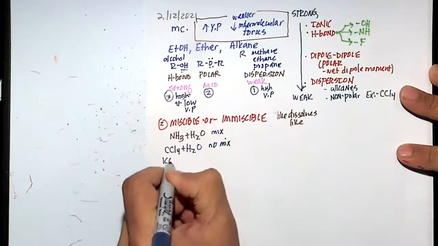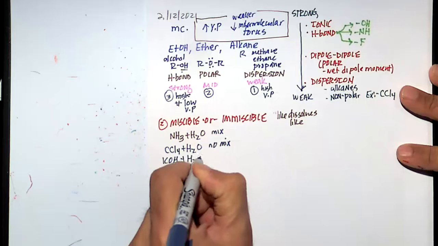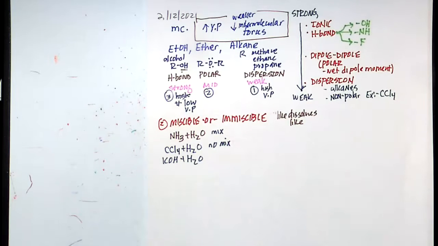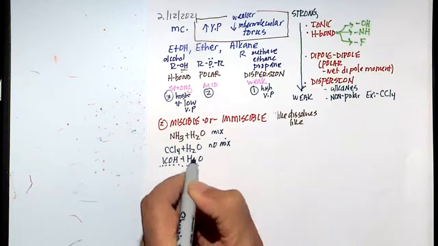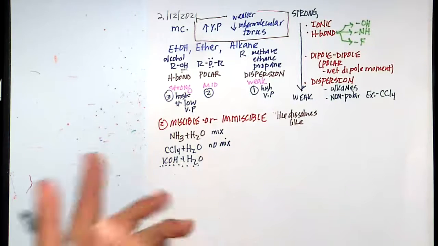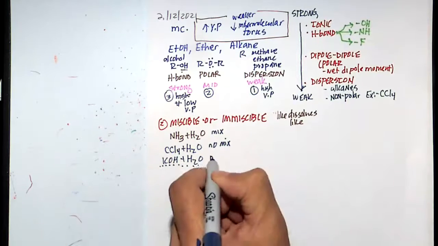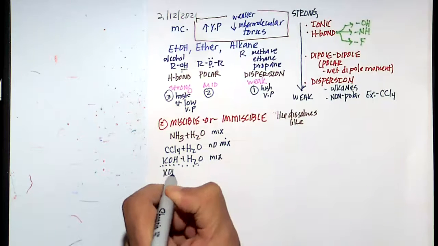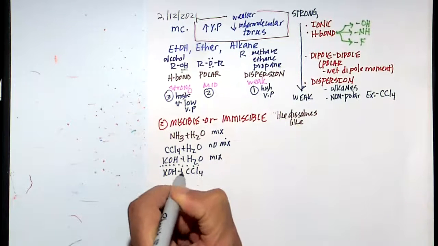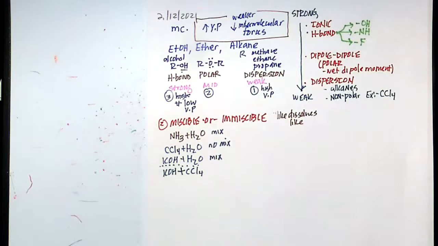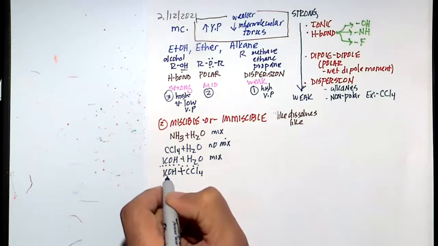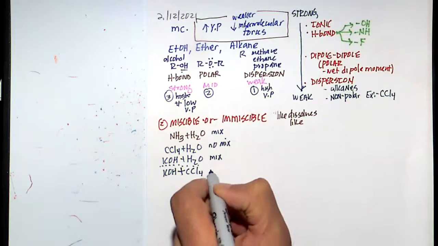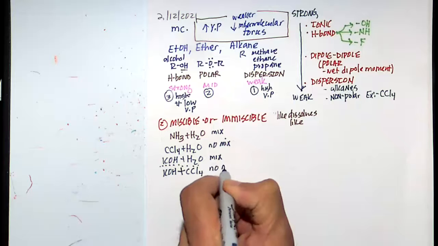How about this one? KOH plus water. Potassium hydroxide. Mix or no mix? Mix. This is ionic, potassium ion and hydroxide ion. Water is polar. This would be ionic with the polar, so mix. Very good. How about KOH plus carbon tetrachloride, CCl4? Mix or no mix? No mix. KOH is ionic, potassium ion, hydroxide ion. CCl4 is nonpolar, so no mix.